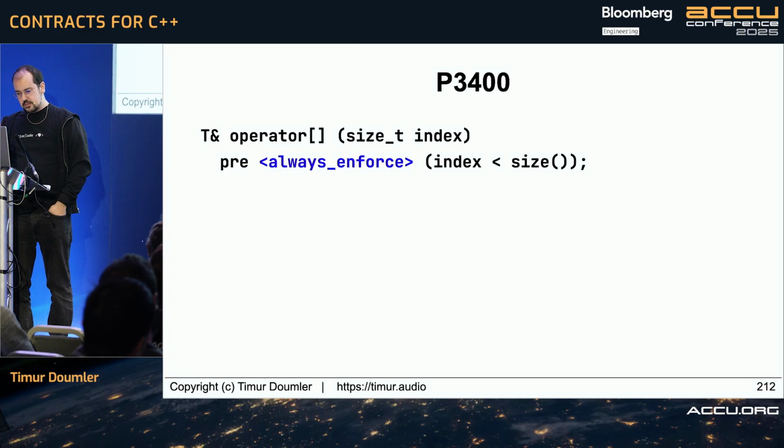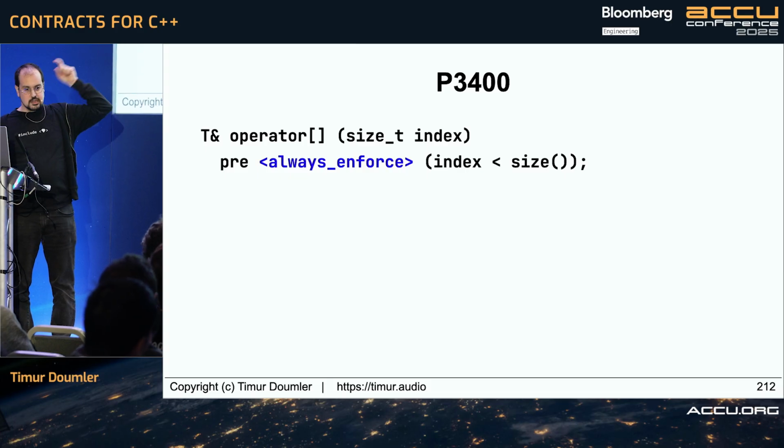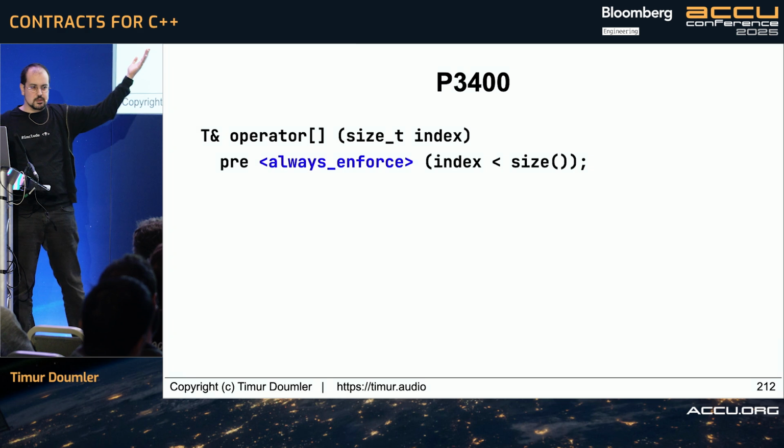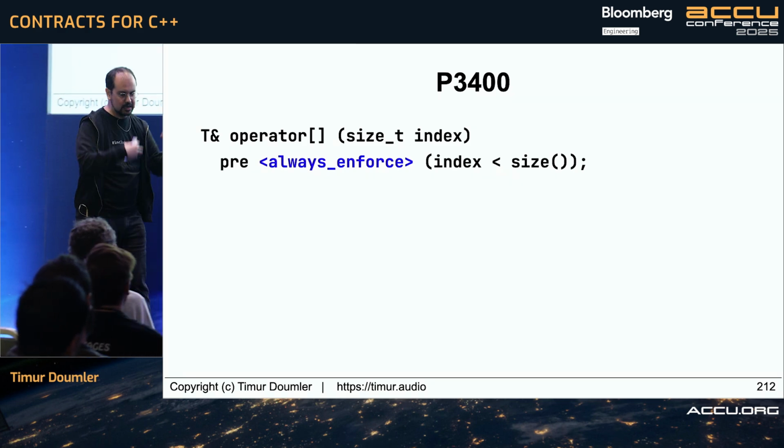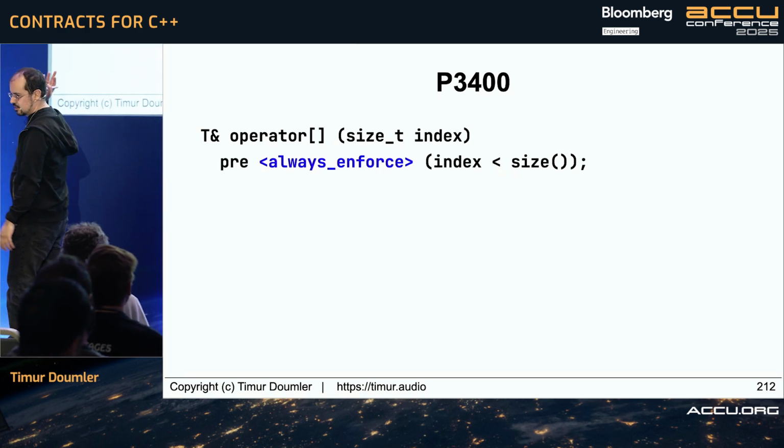So we need a way to basically say this one needs to be always enforced, right? You can do this today with an if statement, but then you can't hook into the contract violation handler and all that good stuff. So this is going to give you that.